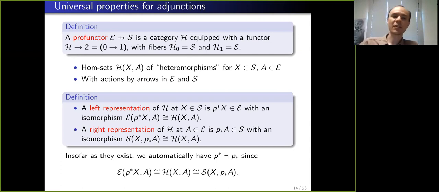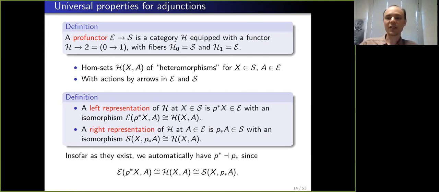There are no morphisms in the other direction in H because there's no morphism in 2 for them to lie over. And these morphisms lying over this non-identity morphism in 2 are sometimes called heteromorphisms because they're morphisms from an object of one category to an object of a different category. Hetero means different. And the composition operation in the category H gives us an action of the objects in E and S on these heteromorphisms.